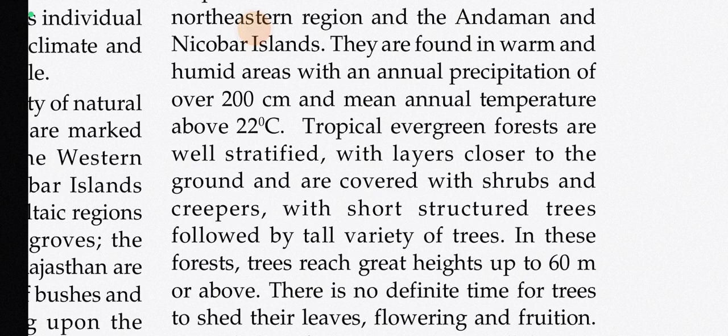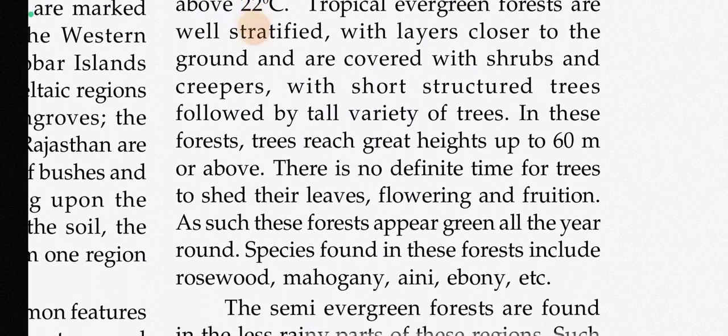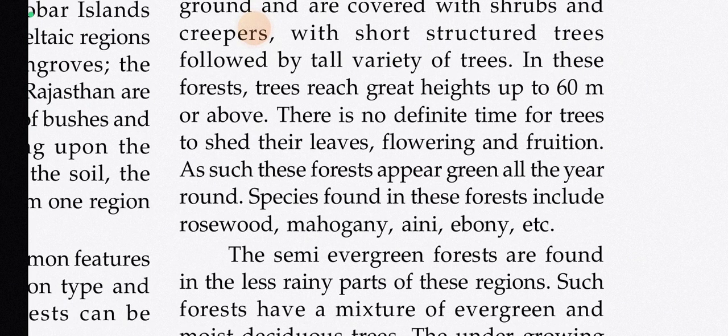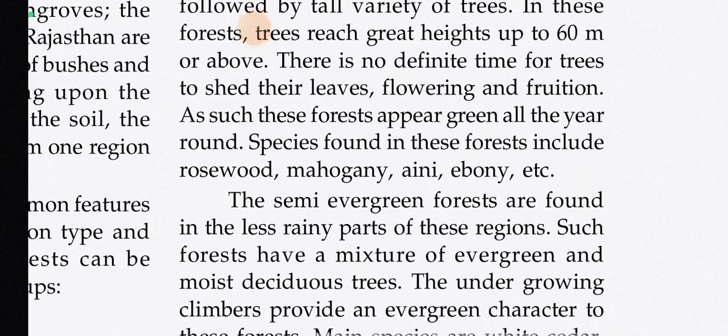Tropical evergreen forests are well stratified with layers closer to the ground and are covered with shrubs and creepers with short structured trees followed by tall variety of trees. In these forests, trees reach great heights up to 60 meters or above. There is no definite time for trees to shed their leaves, flowering and fruition. As such, these forests appear green all the year round. Species found in these forests include rosewood, mahogany, aini, ebony, etc.